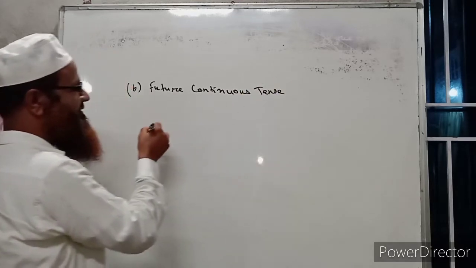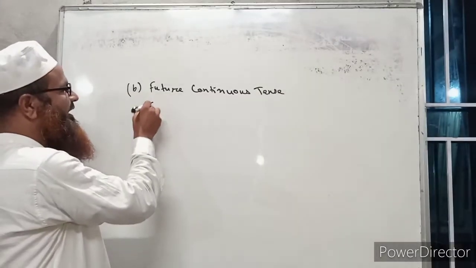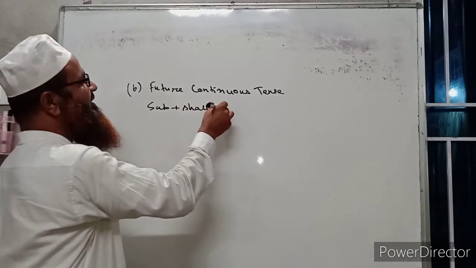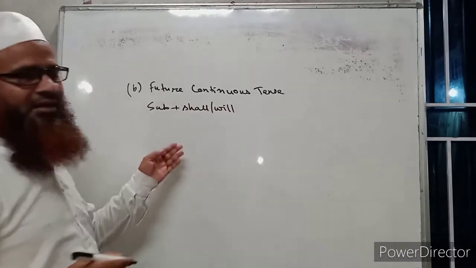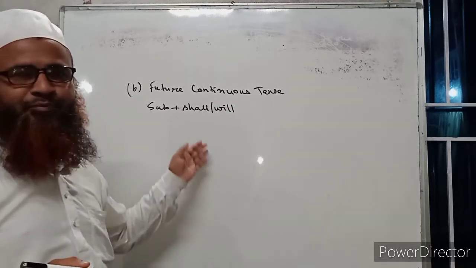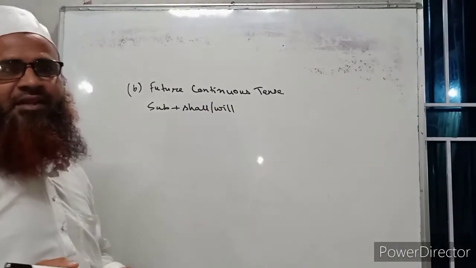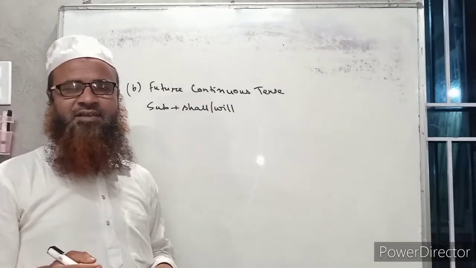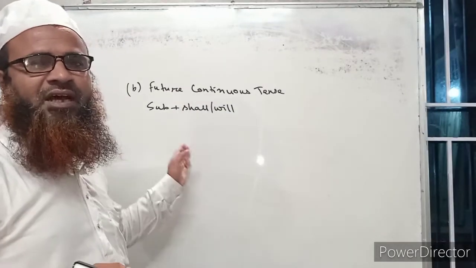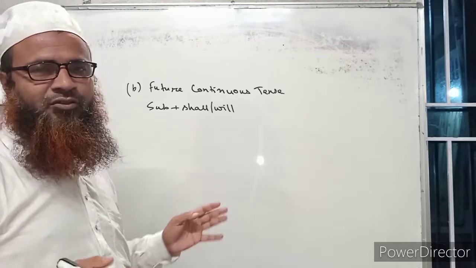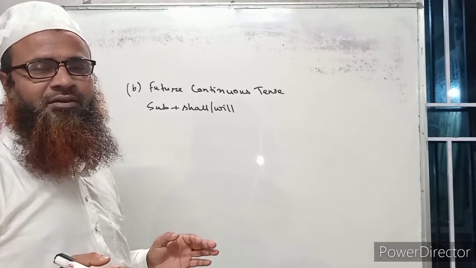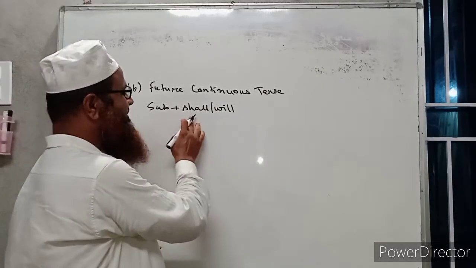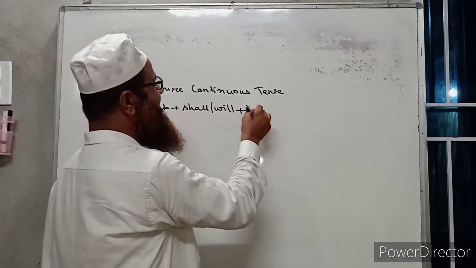So the structure of this tense is we have to write subject at first, then shall and will must come. This is the most important and most essential characteristic of future tense. A future tense always takes shall or will with the subject. Otherwise, no future tense can be constructed. So you see, subject, shall or will, as it is continuous tense.